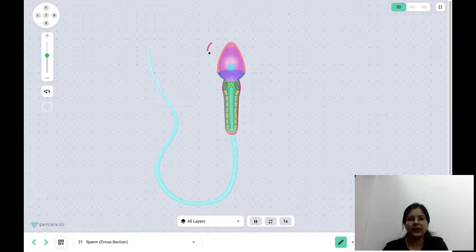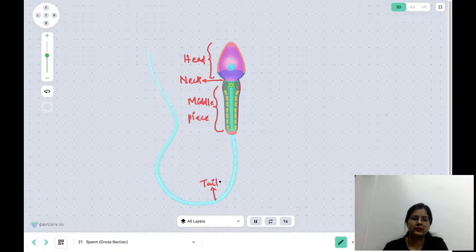So this is your head part. This portion, which you can see, represents your head part. This portion represents your neck part. This is the neck portion. This portion is the middle piece. This one is your middle piece. And of course, this one is the tail part, like this.